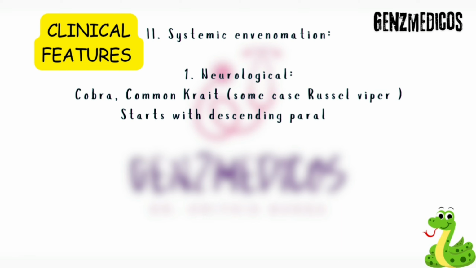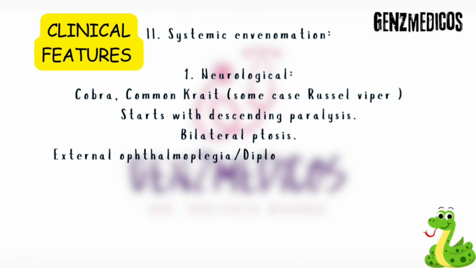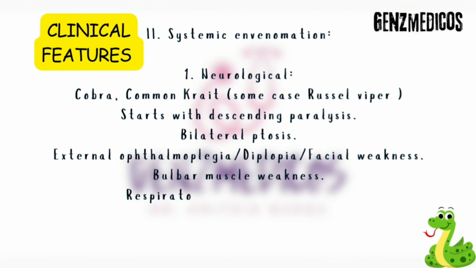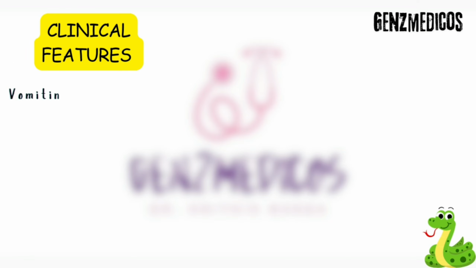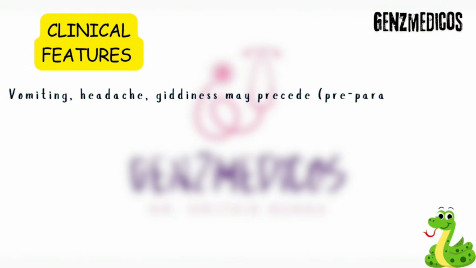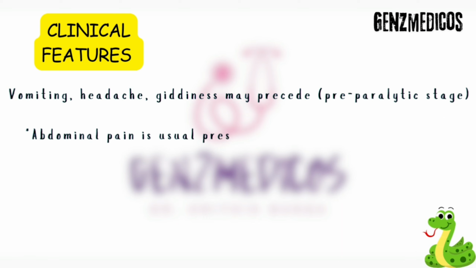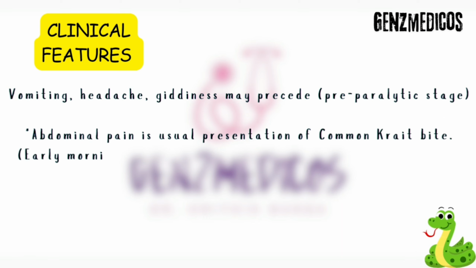And what we will see in CNS manifestation, which is a systemic envenomation, it will start with descending paralysis, bilateral ptosis will be there, diplopia will be there, bulbar muscle weakness will be there, respiratory muscle involvement will be there. Note, recovery will always be in reverse order. Ptosis will recover last, okay? First the lower limb will recover. Now vomiting, headache, giddiness may precede as a pre-paralytic stage before the paralysis. Abdominal pain is a usual presentation of common krait bite, okay?